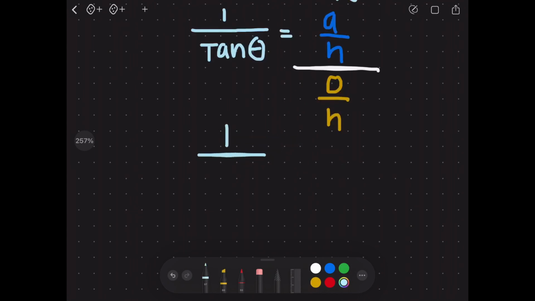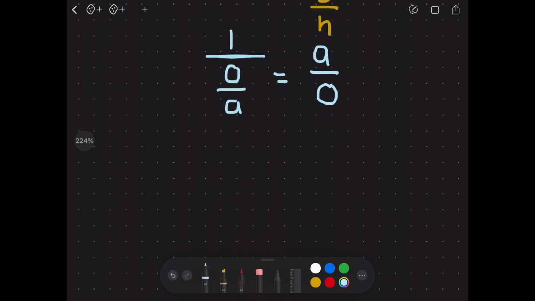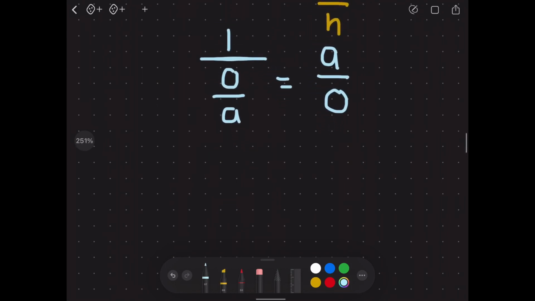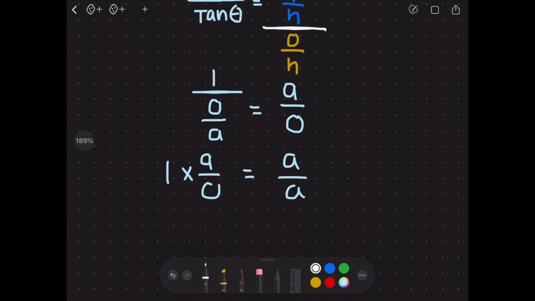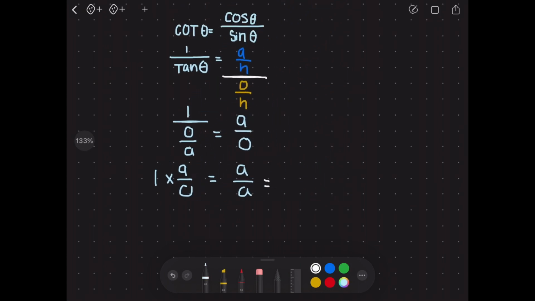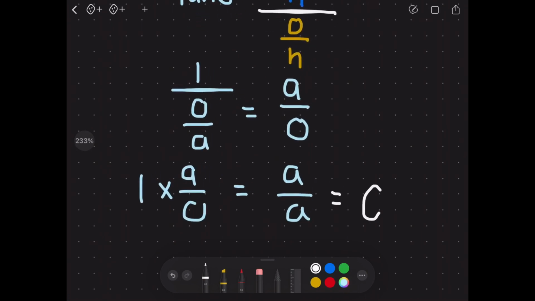Adjacent over hypotenuse divided by opposite over hypotenuse simplifies to adjacent over opposite, which is 1 over opposite over adjacent, and that simplifies to adjacent over opposite if you take the reciprocal. And that is a correct statement. So adjacent over opposite equals cotangent theta. And that is how we solved our answer.